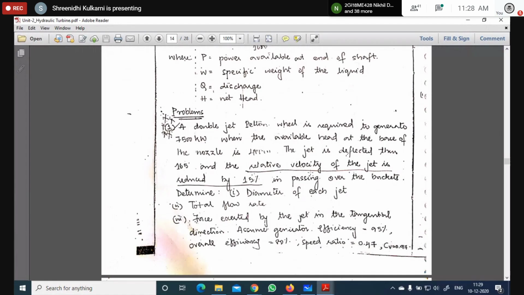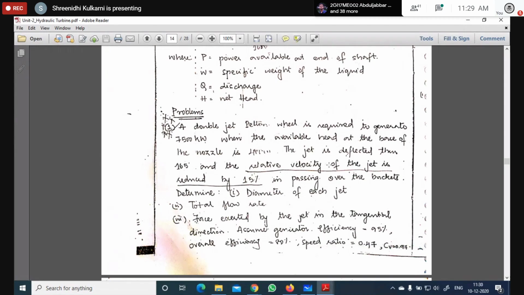So the relative velocity of the jet is reduced by 15% in passing over the buckets. Then I want K. What is K here? 0.75, sir. No, it is 15%, so 80%, 85%. Understood? You understood this? Yes, sir. I hope everyone understood.